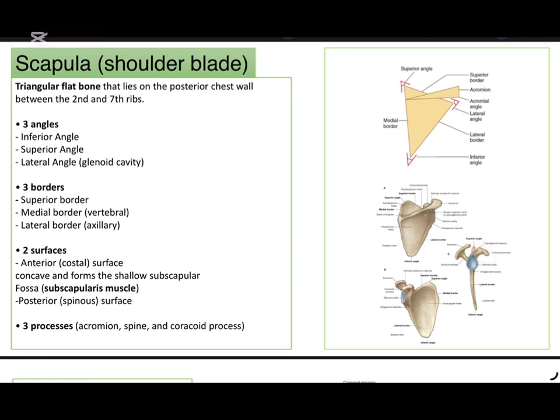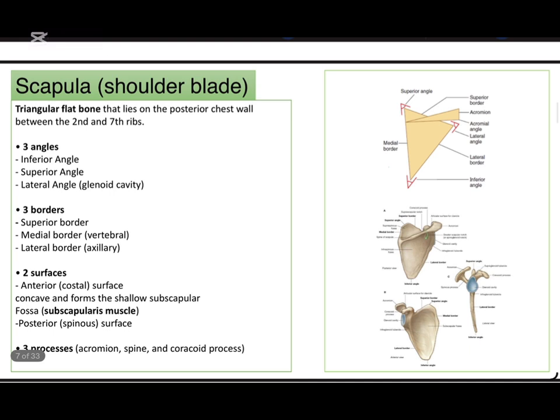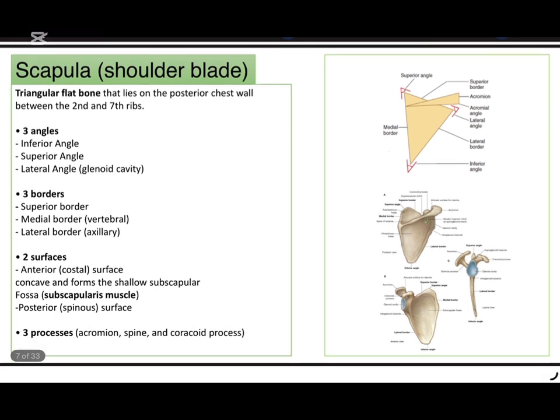So how many processes do I have? Three. I have the spinous process, which is located on the posterior surface. Then at the end of the spinous process, I have the acromion. Anterior to the acromion, I have another process, I call it the coracoid process.